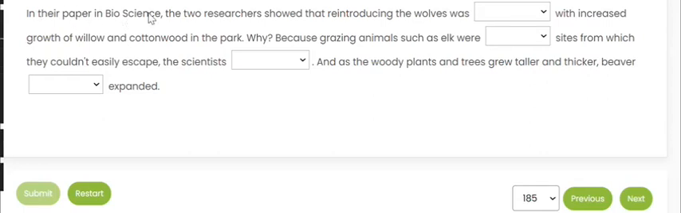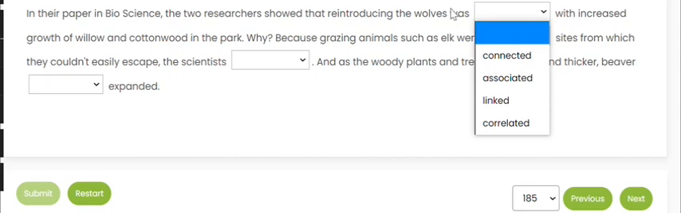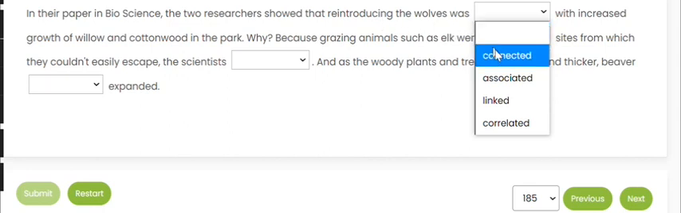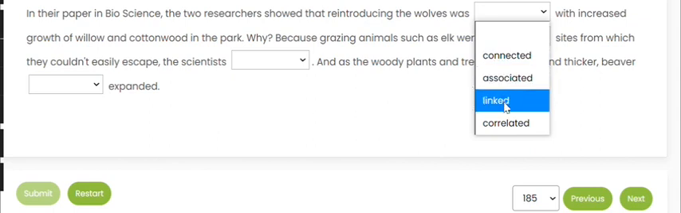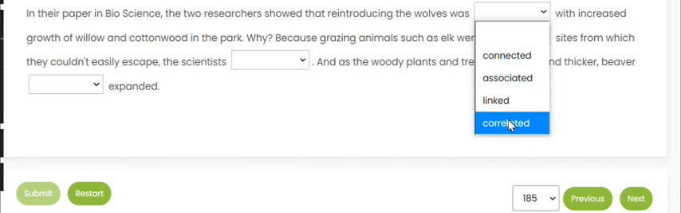In their paper in Bioscience, the two researchers showed that reintroducing the wolves was dash with increased growth of willow and cottonwood in the park. So it should be the third form of verb. Reintroducing the wolves was connected with increased growth of willow, or associated with, linked with, or correlated with. So this is based on context. Otherwise, with connected we use to, with linked also we use to, with associated and correlated we use with generally.